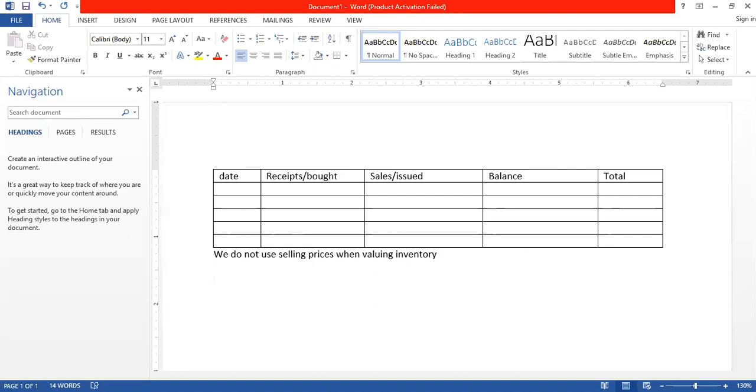Meaning that if currently we are in October, and you had unsold stock that was bought in September, before you start selling the stock that you bought in October, you first need to sell out the September stock. That is first in, first out, meaning the stock that came in first should be sold out first.